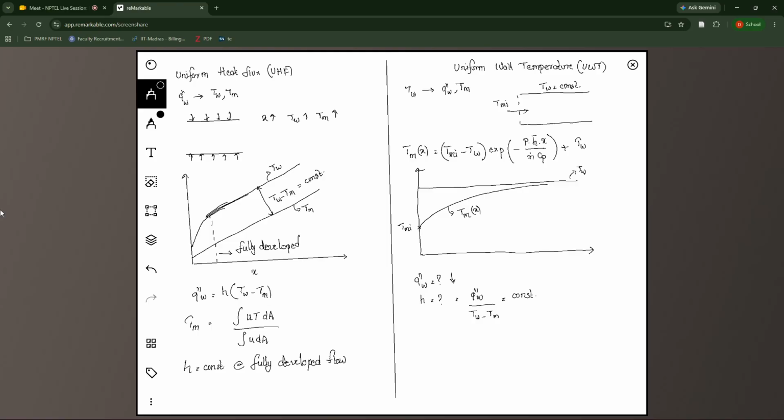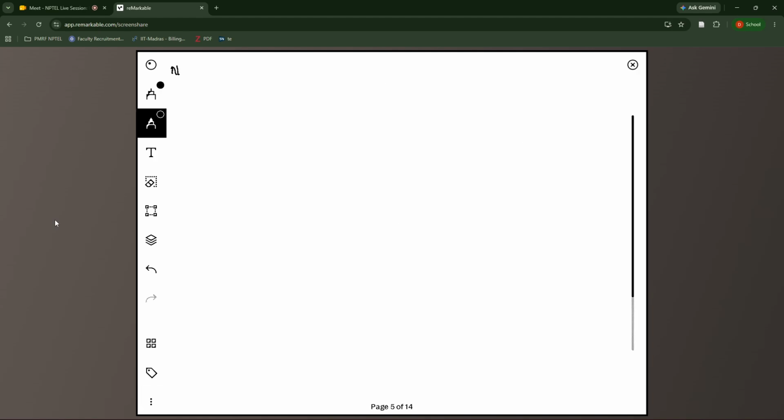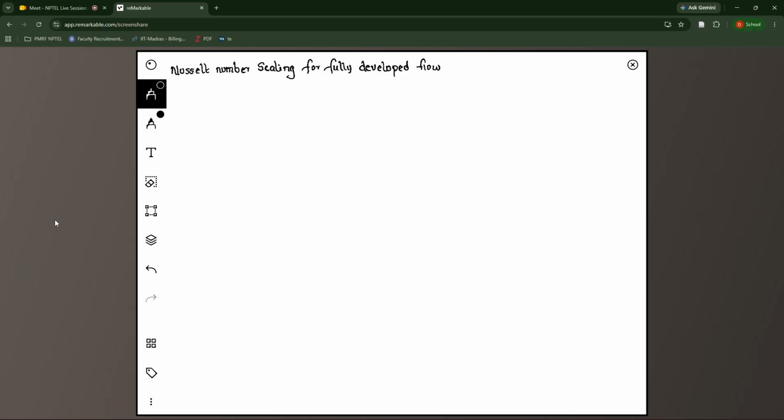And then we also have the scaling relations for either of these cases. Once we reach a fully developed region, we know that the Nusselt number is related in a certain way. We'll also write the Nusselt number scaling for the fully developed region. Once we enter the fully developed region, we can write the Nusselt number like in fully developed versus the developing region. In developing region, we already know.